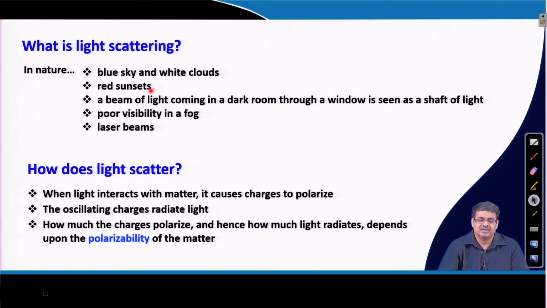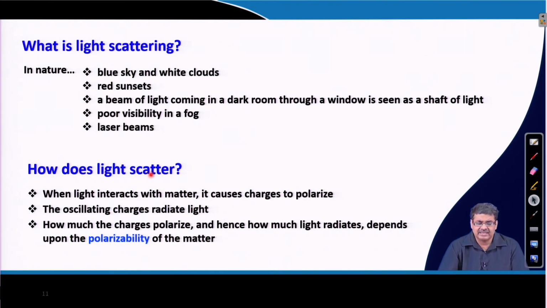Similarly, a red sunset or a beam of light coming through a window in a dark room are all due to the light scattered by atmospheric particles. Similarly, the poor visibility of fog is due to light scattering by small water droplets present in air, and we have seen several laser shows using laser beams. We can visualize the beam because of the scattering caused by the particles in the atmosphere.